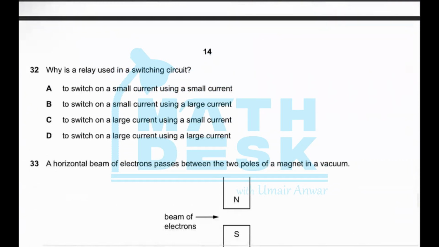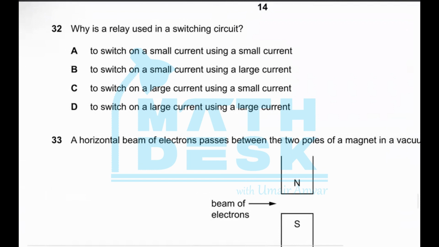Question number 32, it says, why is a relay used in a switching circuit? So options are to switch on a small current using a small current, to switch on a small current using a large current, to switch on a large current using a small current. So this is the correct option. Relay is used so that the relay circuit is operated using a small current, and as a result, the circuit being switched on, there is a large current flowing in that main circuit.